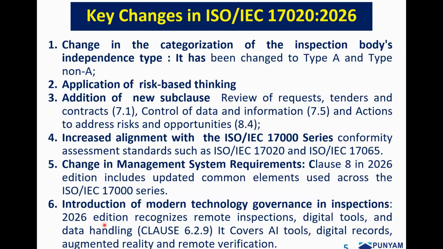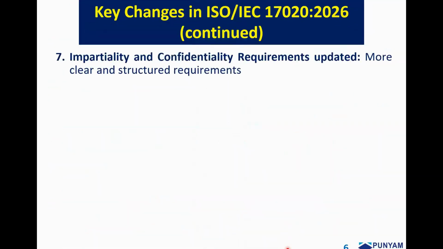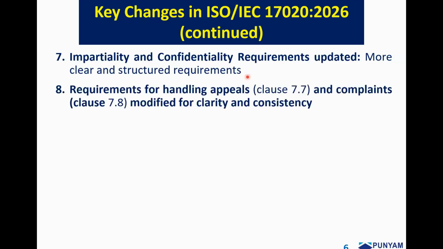In this 2026 edition, it recognizes that remote inspection, use of digital tools and data handling all come into the scope, such as AI tools, digital records, augmented reality and remote verification. So that is an additional part of this 17020 requirement. Then the impartiality and confidentiality requirements have been updated relative to the earlier version. So more clear and structured requirements are given under impartiality and confidentiality.